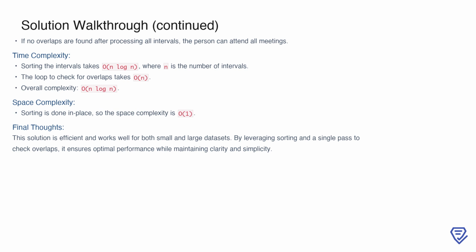The space complexity is 1, as sorting is done in place without requiring additional storage. This solution is efficient and scales well for datasets of varying sizes. By combining sorting with a single pass to detect overlaps, it provides an optimal balance of performance and simplicity, making it a robust choice for solving this problem.